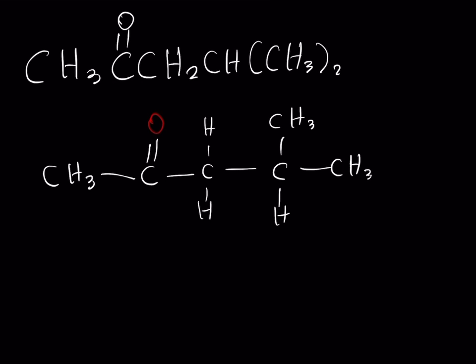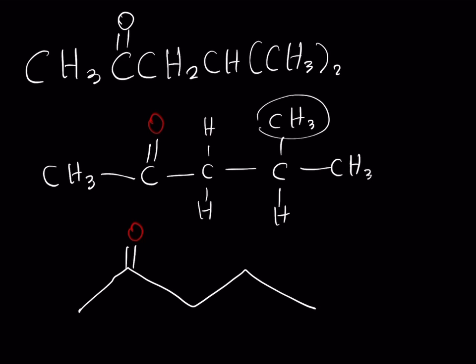So to draw the bond line structure, we look at the main chain. We have 1, 2, 3, 4, 5 carbons. On the second carbon, we have a double bonded oxygen, so we have a carbonyl group on that one. On the second to last carbon, we have a methyl. So that's what it looks like.